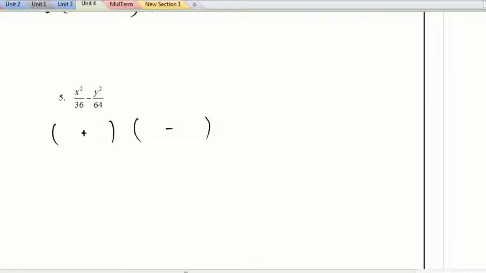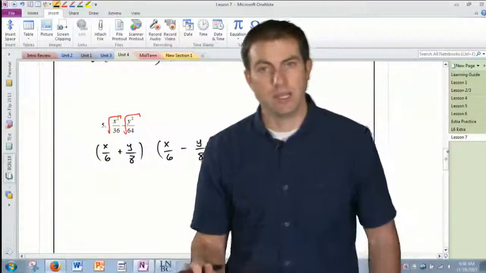At this point, I'm going to take the square root of my first term and the square root of my second term. So the square root of x squared is going to be x. The square root of 36 is going to be 6. So I get x over 6 and x over 6. I can do the same thing with my second term. The square root of y squared is going to be y, and the square root of 64 is going to be 8. Are there any other squares to deal with there? No. So that's it. You're done. That's just that easy. Nothing further you can do there.